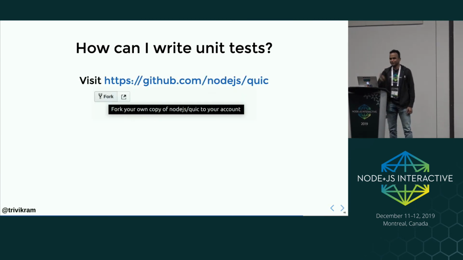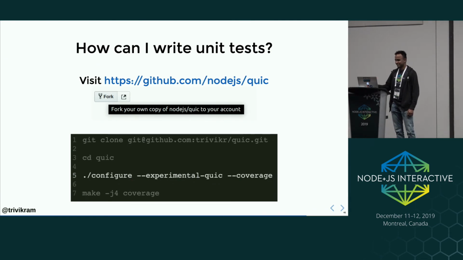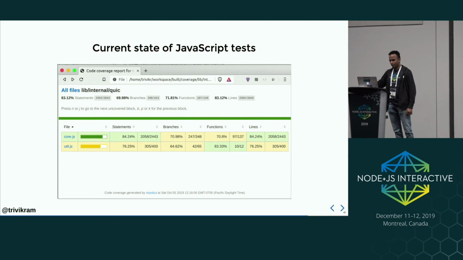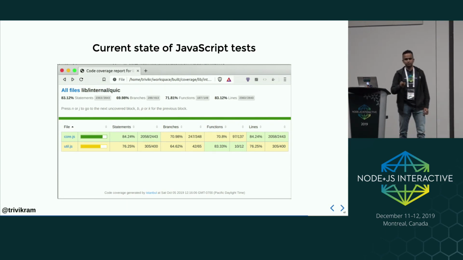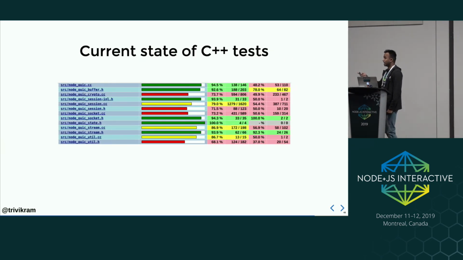You go to Node.js QUIC, you fork it, and then you clone it, then you build with experimental QUIC because it is experimental, and get the coverage. These are the results, slightly old, but this is what we have for JavaScript. So if you're into JavaScript, you can help write unit tests in JavaScript, and we need more help writing C++ tests because there is a lot of code in C++.